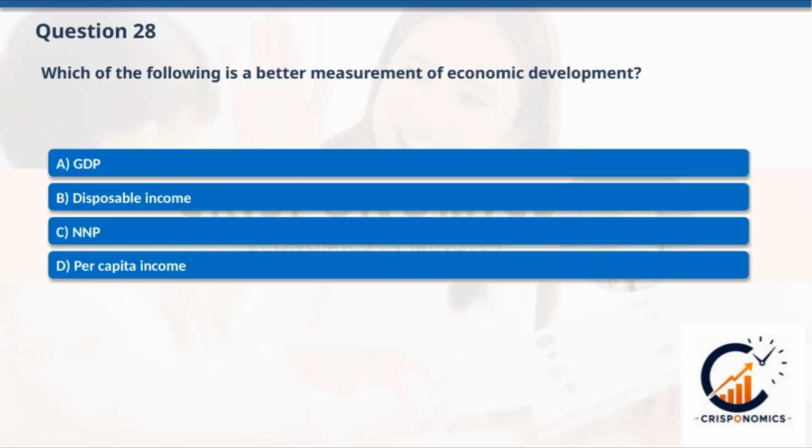When we look at economic development, there are several ways to measure it. GDP tells us the total value of goods and services produced. Disposable income shows what people actually have to spend. NNP accounts for depreciation, giving a slightly different picture. And per capita income breaks down income per person, which helps us understand living standards better. So, which one gives us the clearest view of development? That's the question we're exploring here.